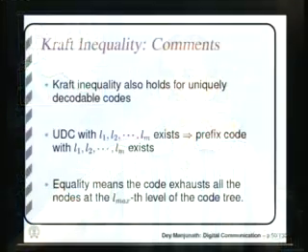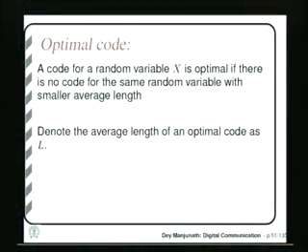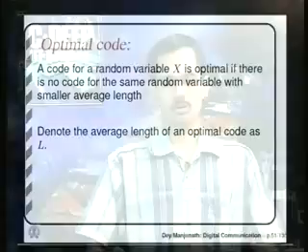We have also seen in the previous page that equality in the Kraft inequality means that all the nodes at the code tree at level L max, the maximum length, will be disqualified after you choose all the code words from the code tree, all the code words in your code. Okay. So, now let us go ahead to the next topic.